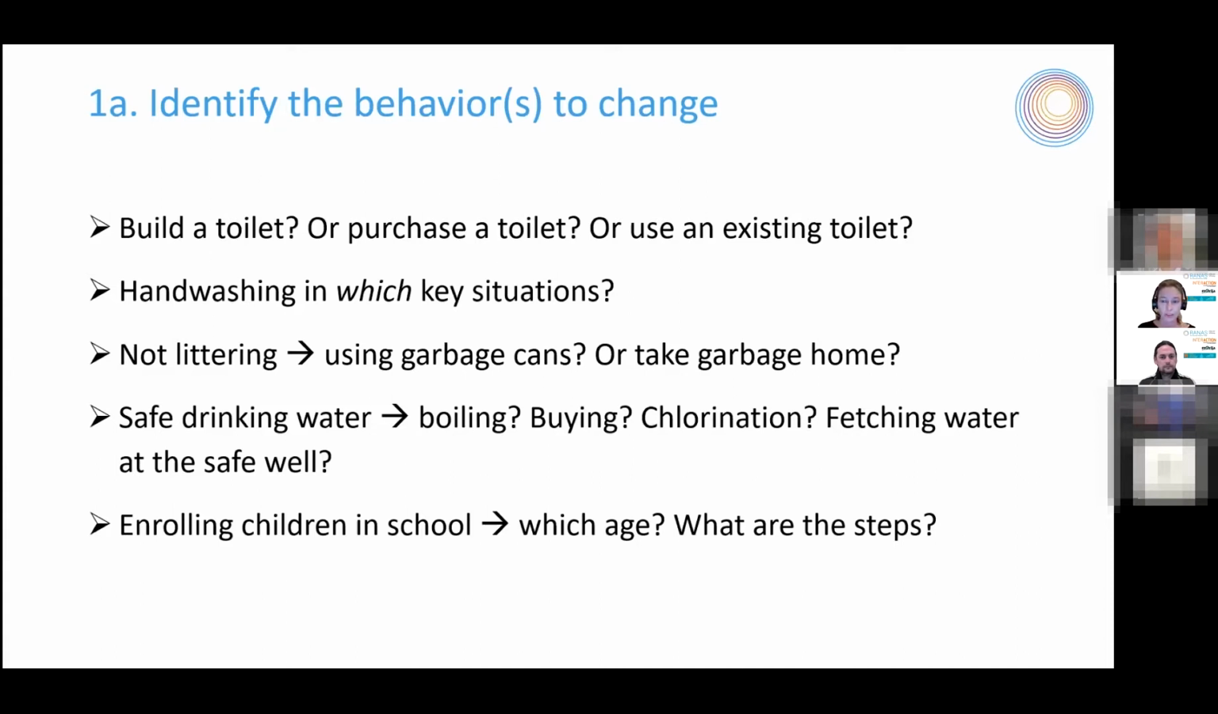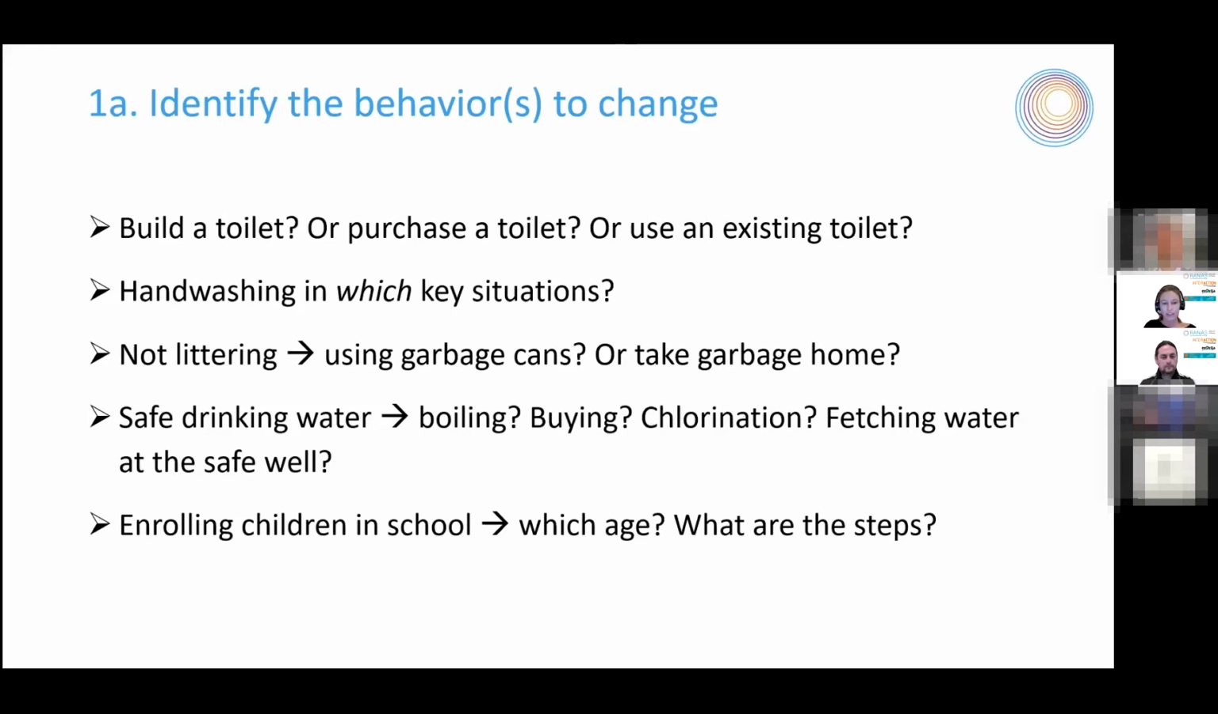This is very important for the approach to work, because we want to look into the heads of the people, and the behavioral factors are very behavior specific. You will see later. In the example of hand washing, it is very helpful to define key situations. It makes your whole behavior change strategy much easier and much more targeted. Or in the case of littering, is it that you want people to use garbage cans, or that they take their garbage home? This makes a difference. So you have to be very precise in thinking of those behaviors that you actually need to change to achieve the goals of your project.